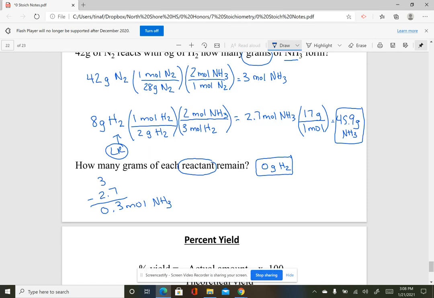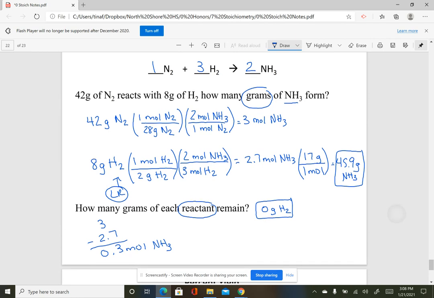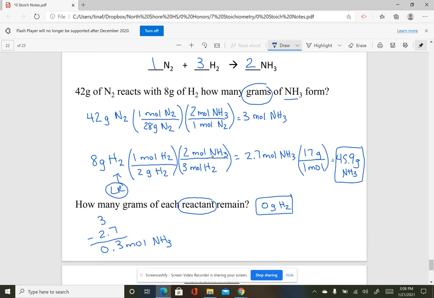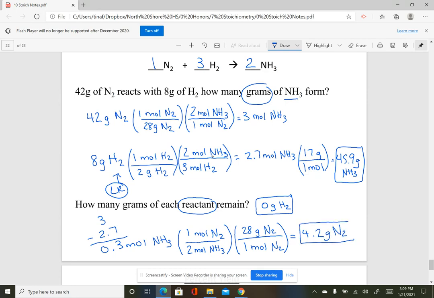With this, I want to figure out, okay, well, my other reactant was nitrogen. How much was left over? So I have to go back to reactants. I have to say, okay, I have 2 moles of NH3 for every 1 mole of nitrogen. Right? I used the coefficients in the reaction to do that. But now they don't want to know moles of nitrogen, they want to know grams. So for 1 mole of nitrogen, I have 28 grams. Okay, and if you solve that, you get 4.2 grams of N2 going to be left over.